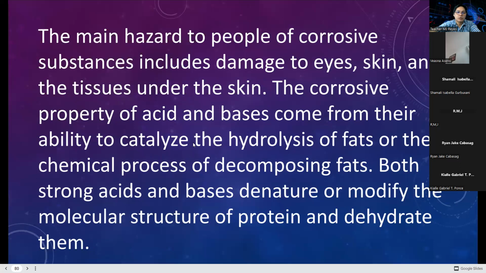The corrosive property of acids and bases comes from their ability to catalyze the hydrolysis of fats, or the chemical process of decomposing fats. Both strong acids and bases denature or modify the molecular structure of proteins and dehydrate them. That is the corrosive reaction of acids and bases.